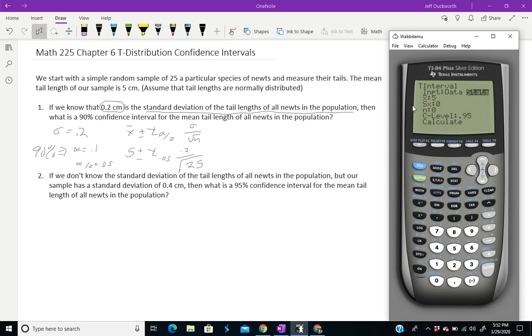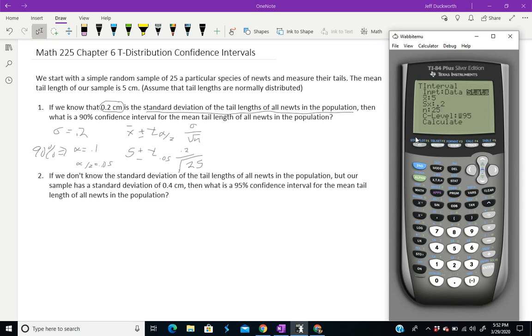Typically, when we're doing a confidence interval for a small sample, we're going to use S. We don't have S here. We only have sigma. And if you have sigma, sigma is certainly better. Remember, S is just an approximation for sigma. So we're going to use sigma, and in this case, it's going to be 0.2. N, in this case, is 25.